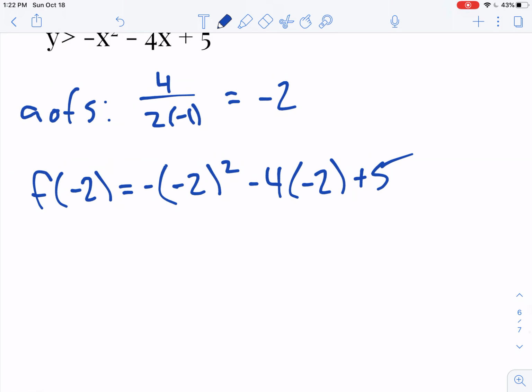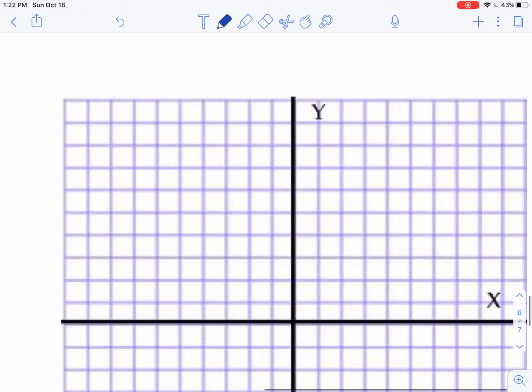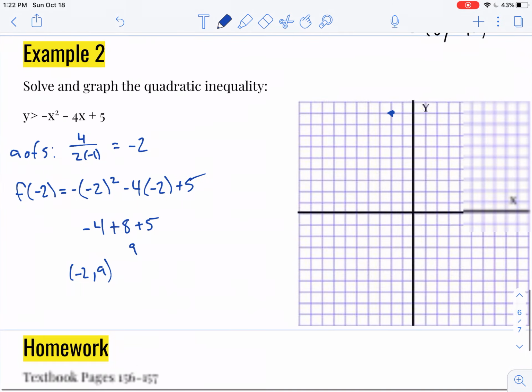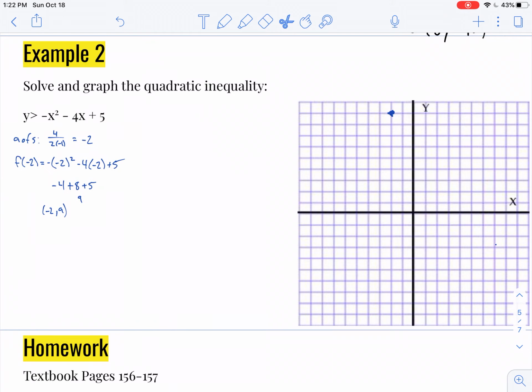This is negative 4 plus 8 plus 5. This is 9. So I've got a point negative 2, 9. I'll count this by ones everywhere. All right, now let's go ahead and figure out our x-intercepts for this graph.